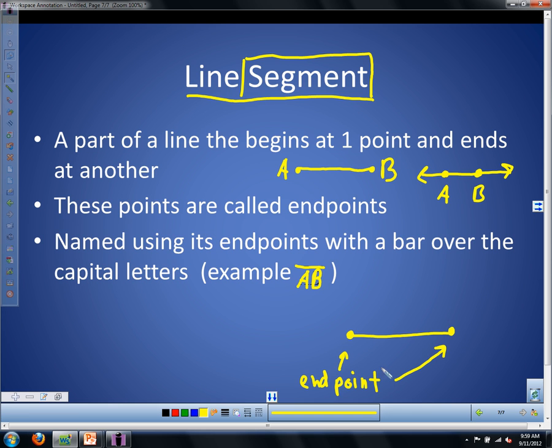A non-example, something that's curved, something that does go on forever. A line would be a non-example of a segment. A plane would be a non-example of a segment because it goes in multiple directions. Are we good with segments or line segments? Okay.